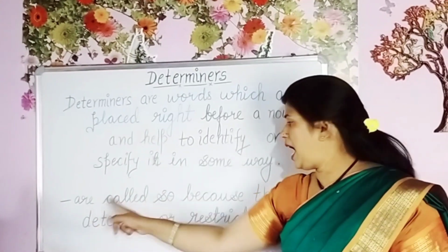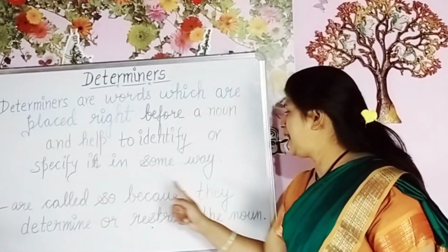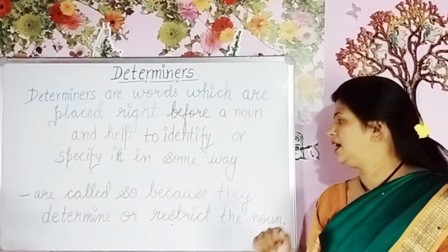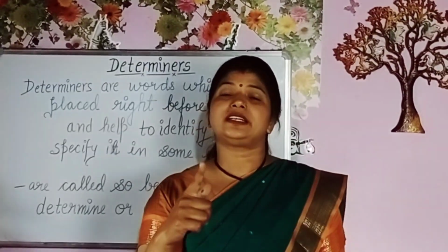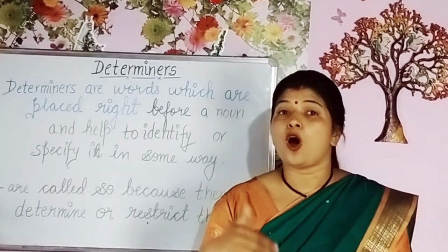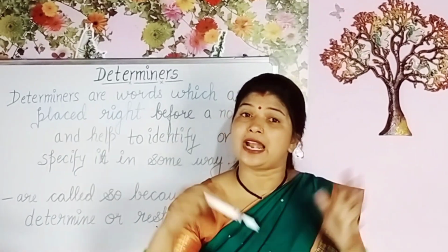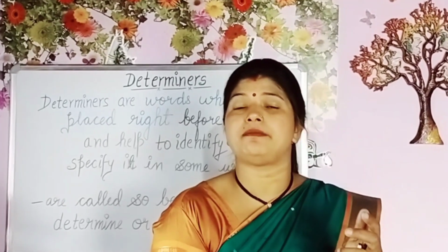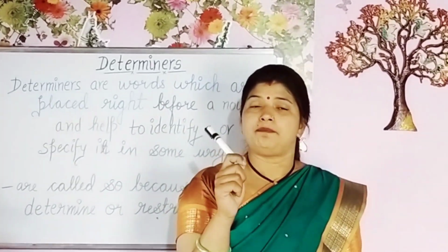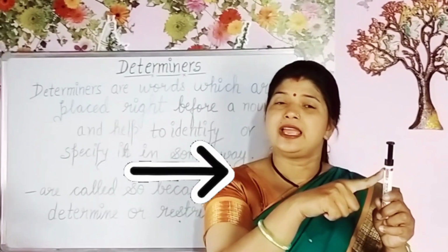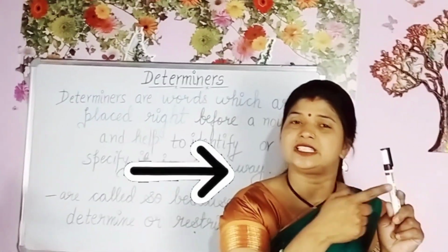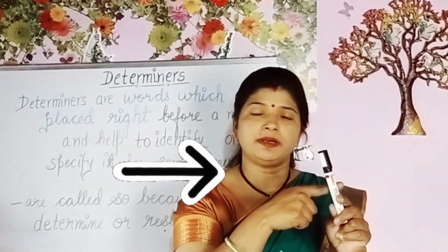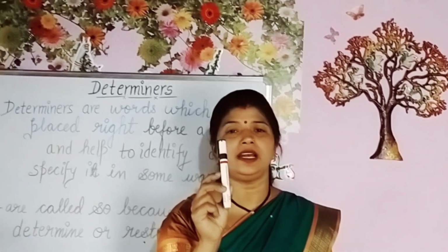Okay, and these are called determiners because they determine or restrict the noun. वो क्या करते हैं? उसको determine करते हैं या फिर restrict करते हैं that we are talking about the particular thing. हम उसी particular thing के बारे में बात करें. जैसे please give me this marker. Here, this is a determiner. ये क्या है आपका? Determiner है क्योंकि it is determining that I am talking about this marker only.